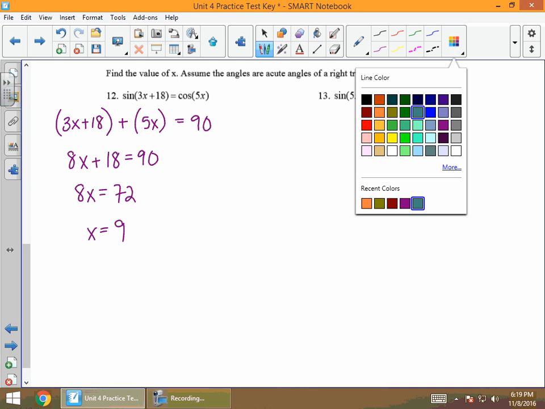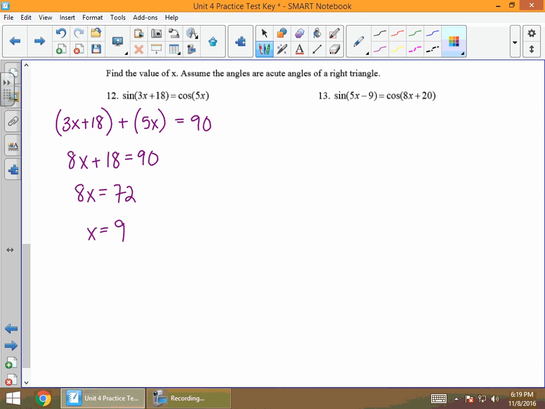In the same fashion, number 13 says the sine of one angle is equal to the cosine of another angle. That means those two angles are complementary. So 5x minus 9 and 8x plus 20 have to add together to equal 90. Now when I combine like terms, that is 13x, 8x and 5x is 13x, negative 9 and 20 is 11, equals 90. Subtract 11 on both sides, 13x equals 79.